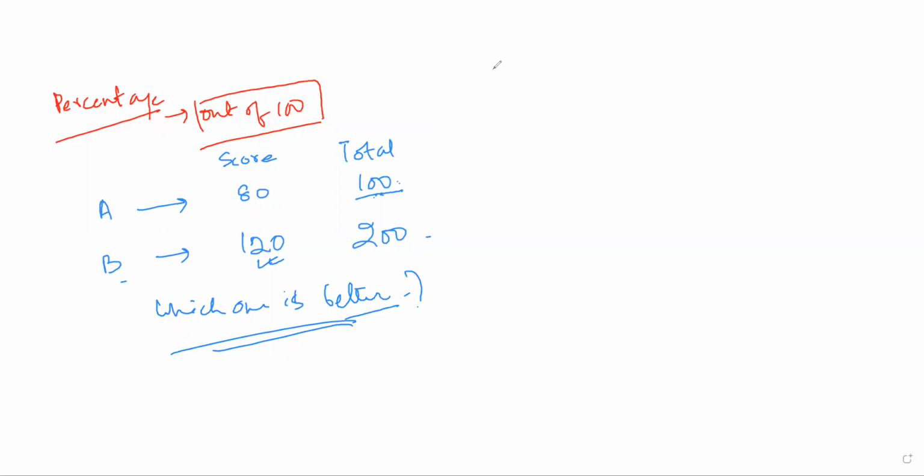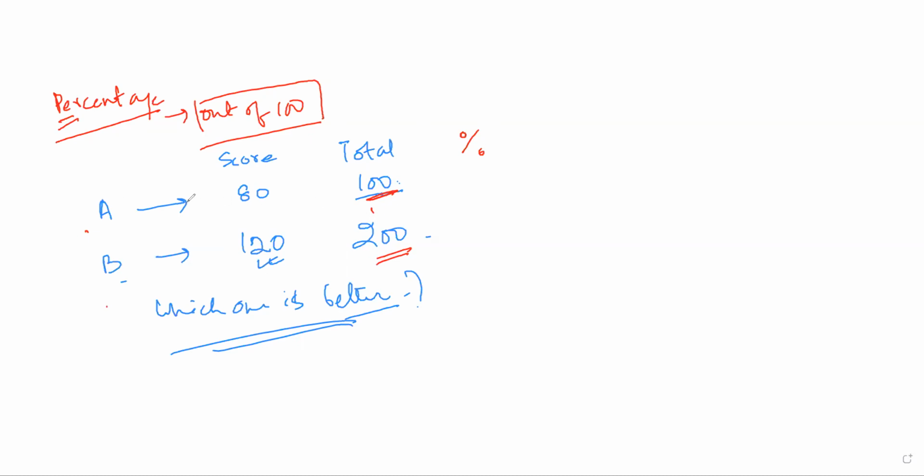Here the totals are not equal. Here one is 100, another one is 200. So we cannot compare between A and B directly. What we created is the concept of percentage. Percentage means everything should be calculated out of 100. So let's calculate the percentage.